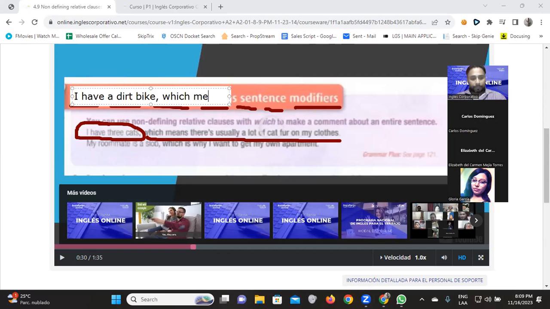Which means I hop on and off the curb. Oh no, the sidewalk. The sidewalk. Okay. Quiere decir, yo tengo una montañera. ¿Qué quiere decir que me subo y me bajo de la acera? Or the other example, I have three cats, tengo tres gatos, which means there's usually a lot of cat fur on my clothes. ¿Qué quiere decir que casi siempre hay bastante pelos de gato en mi ropa?